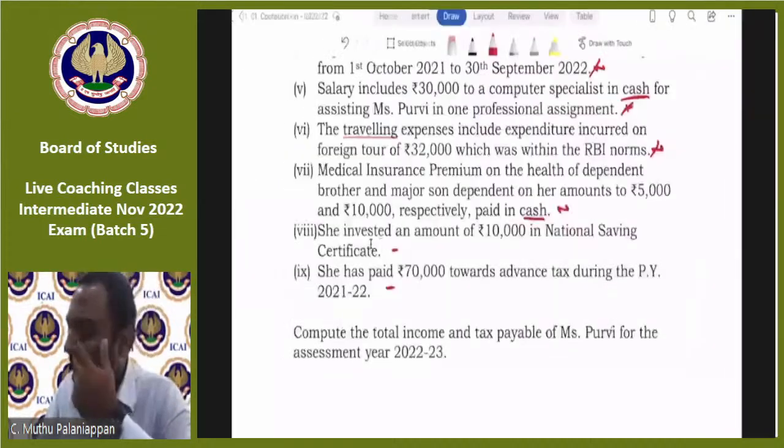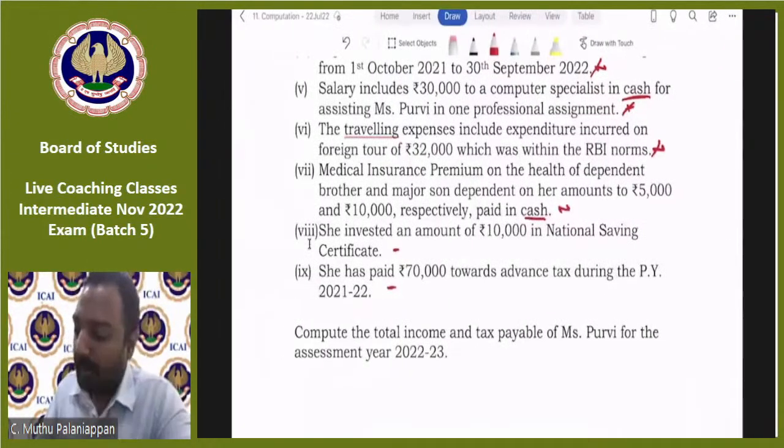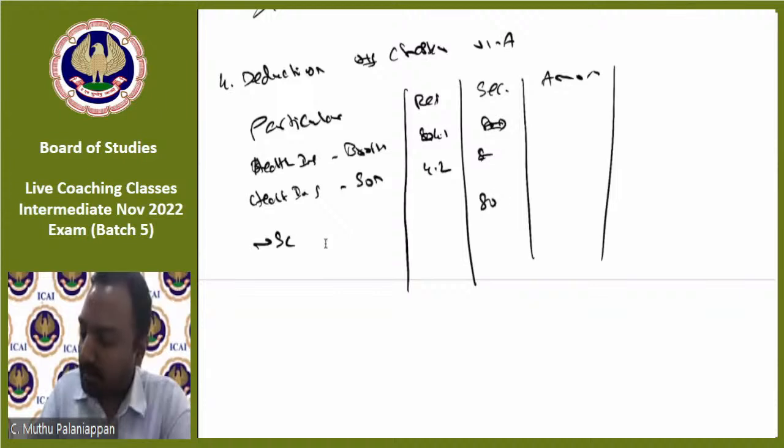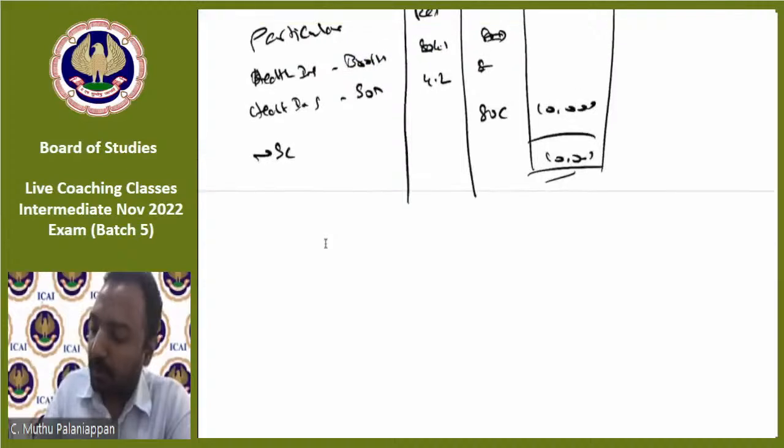Then we said NSC is 10,000. So NSC is 80C, 10,000. So the total will be 10,000. So now you'll have to write 4.1.